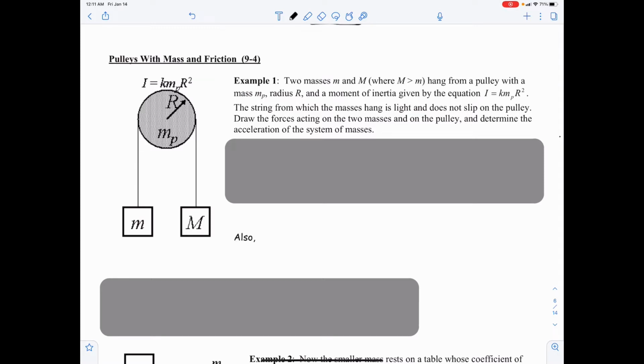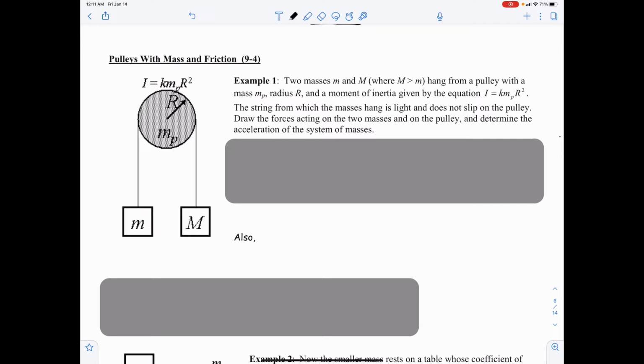Now we have a string that is rubbing against the pulley, and the friction from the string is causing the pulley to end up rotating. And you now have a pulley that has mass, and the pulley itself has a resistance to rotation. It has what is called a moment of inertia. It has a rotational inertia.